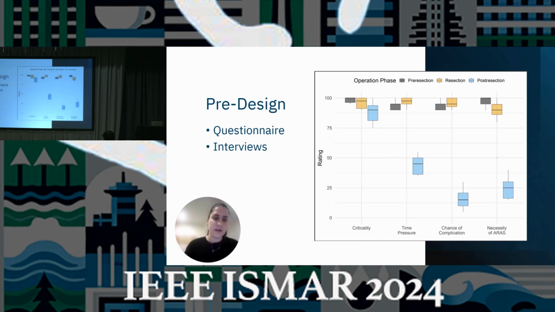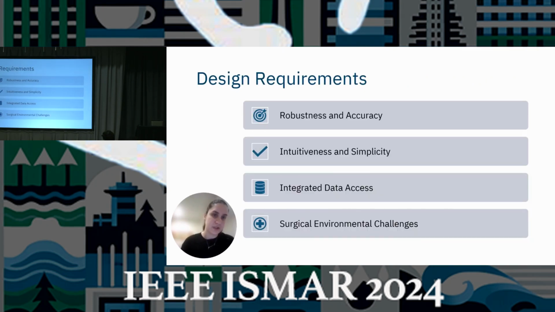So we defined some design requirements based on our interviews and the questionnaires, which involved having a robust, accurate system which is intuitive to use and would work robustly in the surgical environment. It should also provide a way to use the integrated data access of the patient, because the surgeons are used to using all of this information from preoperative data, including the patient history and the CTs and all of those images, and making decisions based on those during the surgery.